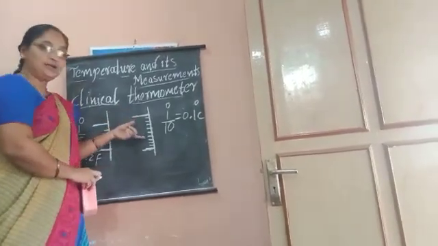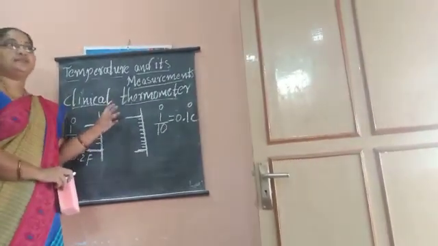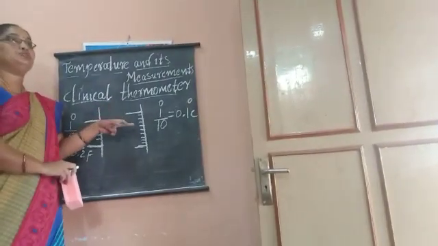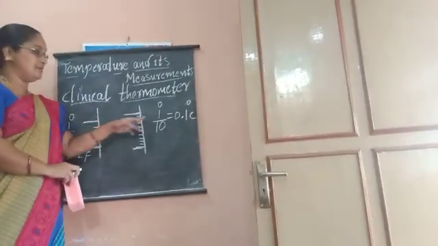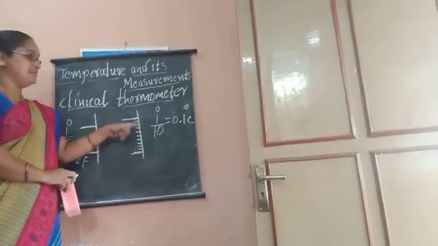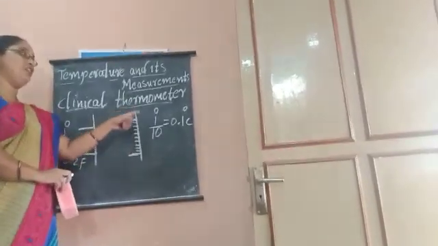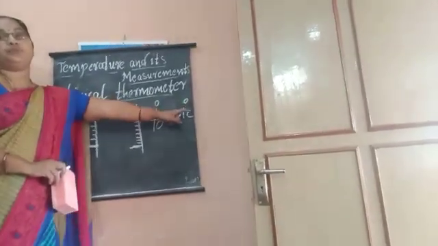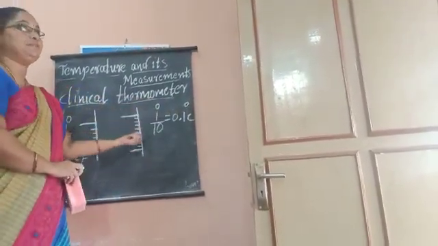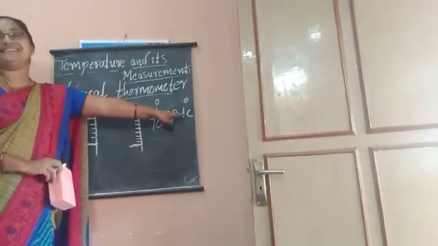If you come to the Celsius scale, the difference between two consecutive bigger marks is 1 degree. There are 10 smaller divisions in between them. 1 by 10 is equal to 0.1 degree Celsius. That means the value of each smaller division is 0.1 degree Celsius.